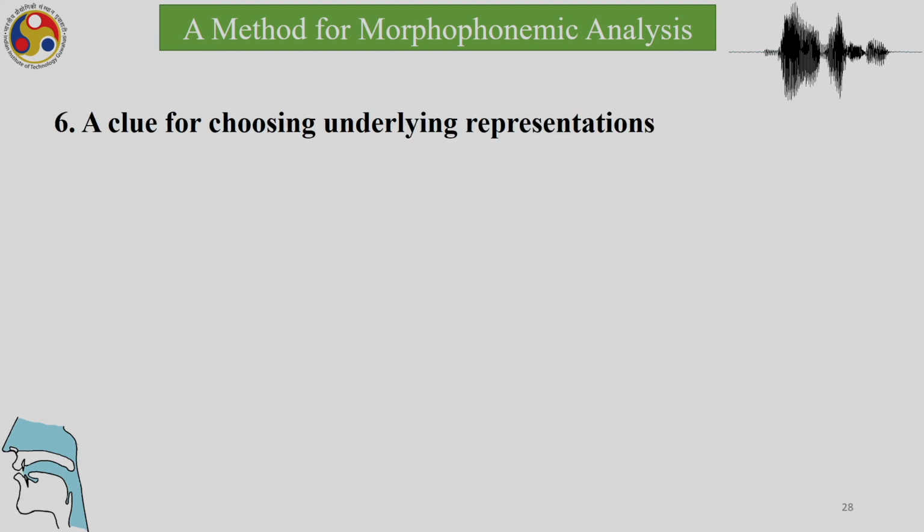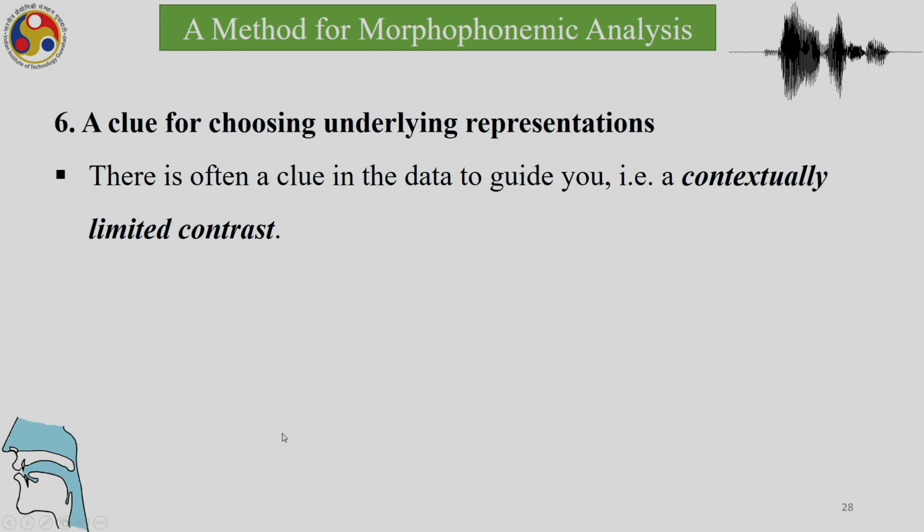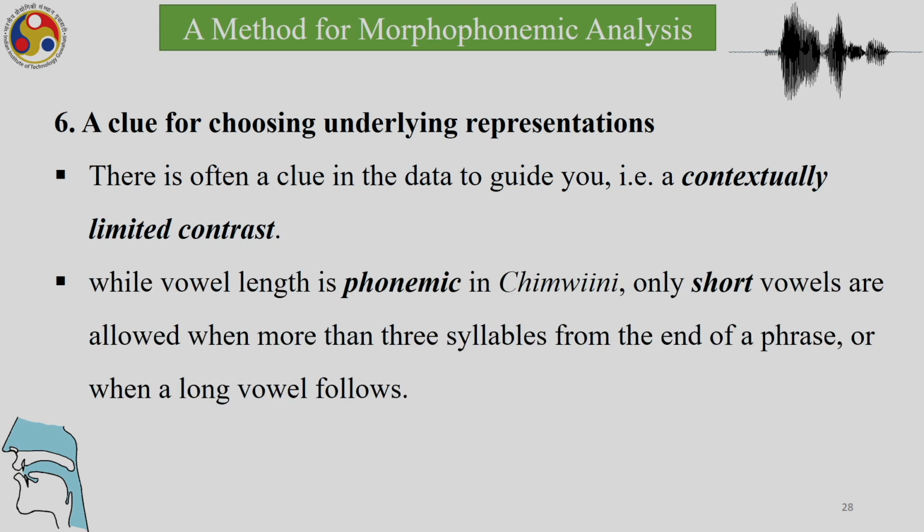Now, clue for choosing underlying representations. There is often a clue in the data to guide you, that is contextually limited contrast. And while vowel length is phonemic in Chimwini, only short vowels are allowed when more than 3 syllables from the end of the phrase or when a long vowel follows. So what is happening in Chimwini? We showed you in a few slides before that there are long as well as short versions of the same vowel, and what seems to be the same morpheme, in one place we have the longer vowel, in the same place we have a shorter vowel.